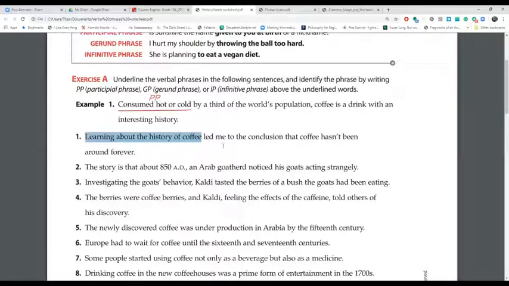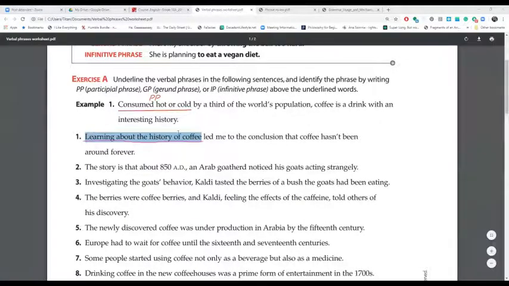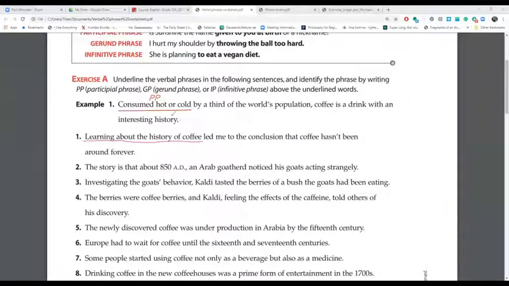So this, learning about the history of coffee, is going to be your phrase. Let me find it. There we go. This is your phrase here. Is this a gerund phrase or participle phrase? We know it's not an infinitive, so don't say infinitive. Is this a gerund or a participle? Is this modifying a noun at all?